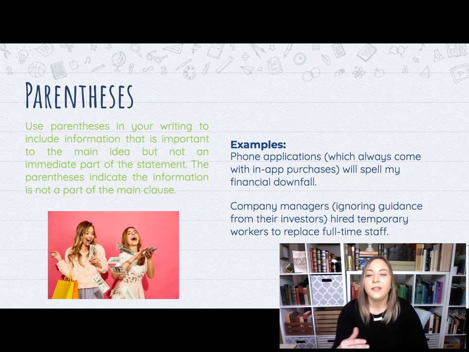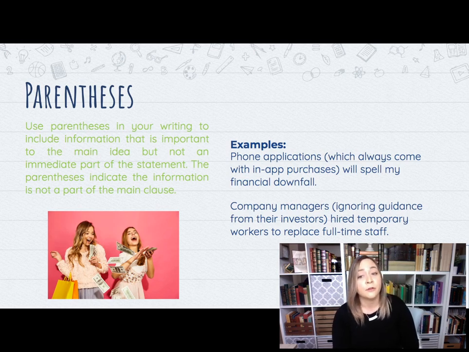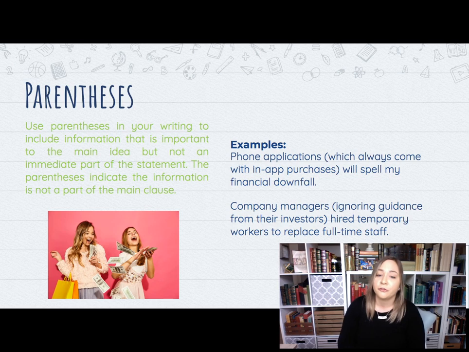The other thing is, guys, even though this type of information here, the way it's punctuated here, is not essential, if you don't like the parentheses or you want another way to punctuate it, you can always shift the structure of the sentence. So for example, if you wanted to get rid of the parentheses in that second example, you could make, say, the parenthetical information an introductory clause. So ignoring guidance from their investors, comma, company managers hired temporary workers to replace full-time staff. Okay, so if you write something and you think that seems awkward, you're not forced to make that choice.